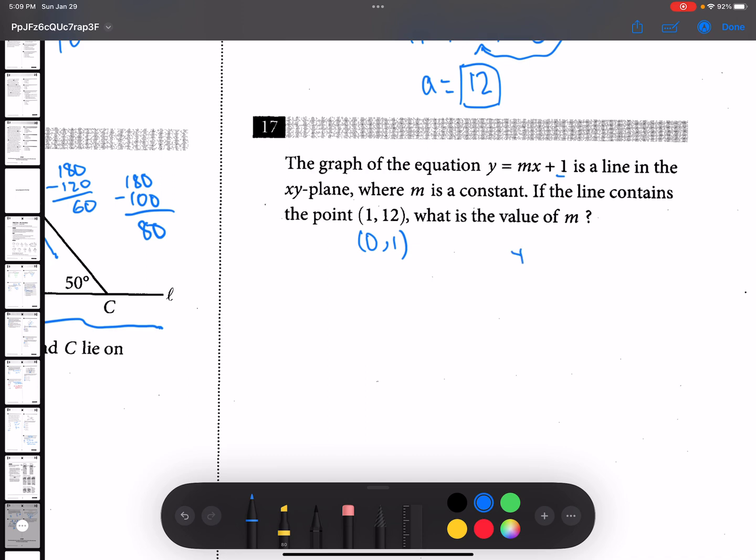So now if we use y2 minus y1 over x2 minus x1, this formula is to find the slope. We would have 1 minus 12 over 0 minus 1. That would give us minus 11 over minus 1, which is equal to 11. So our slope is equal to 11.